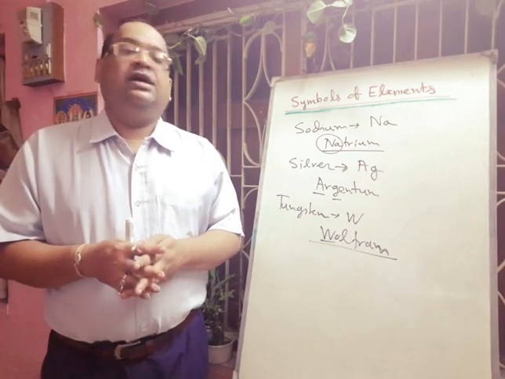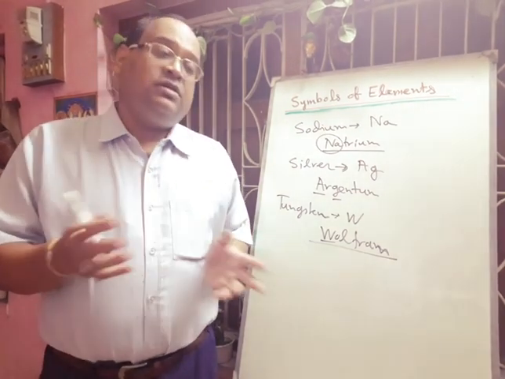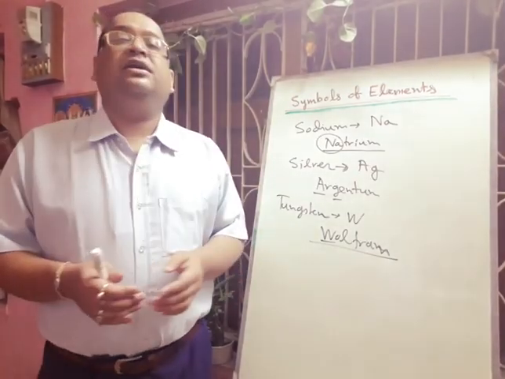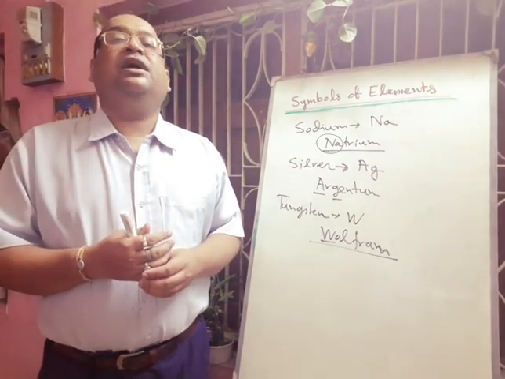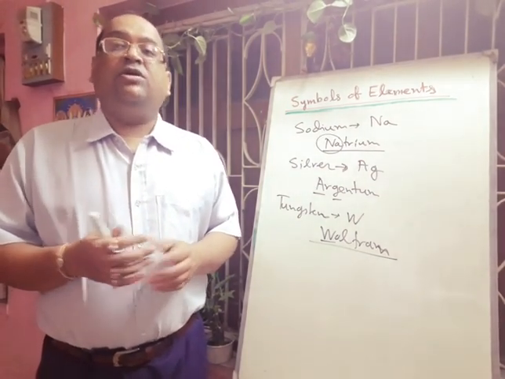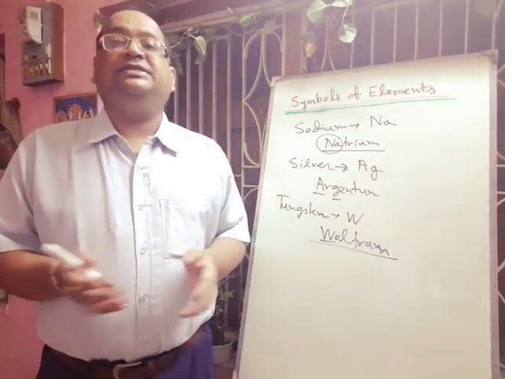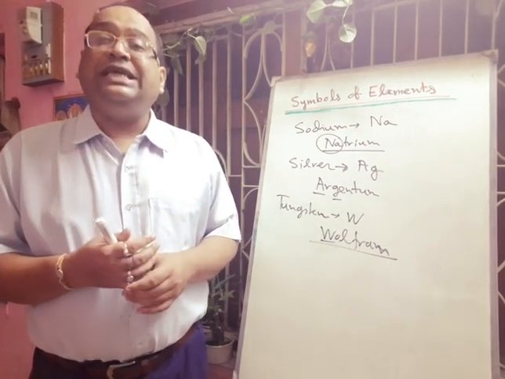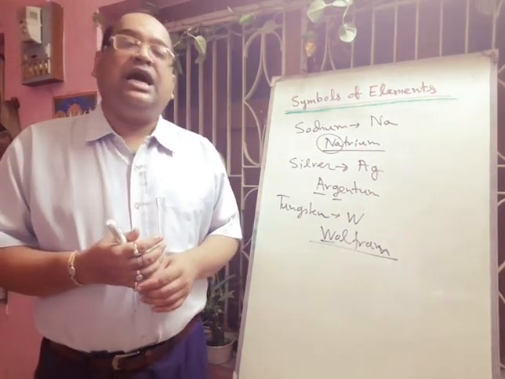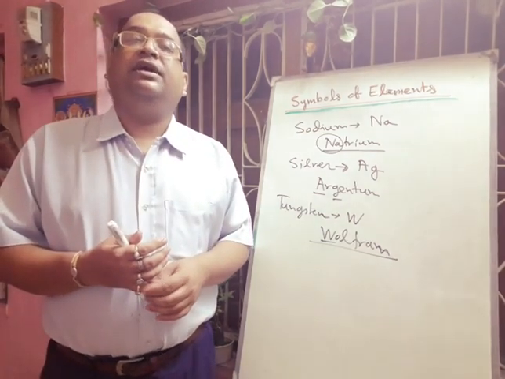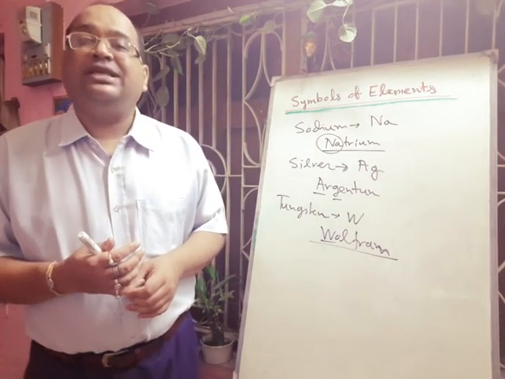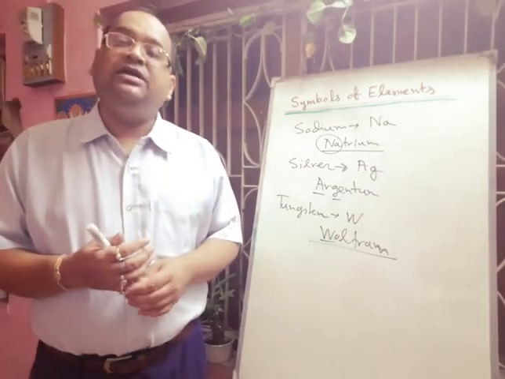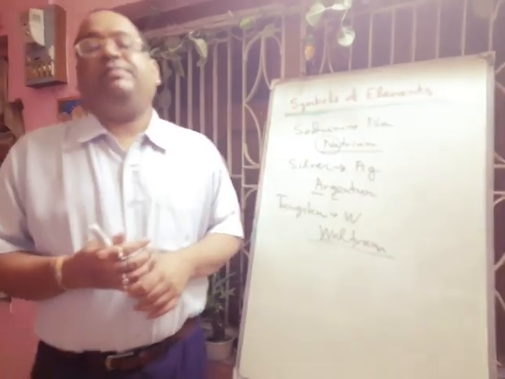Hope you can understand. Recently, four new elements were discovered. One is nihonium, its atomic number is 113, its symbol is Nh. Moscovium, 115, is Mc. Tennessine, its atomic number is 117, its symbol is Ts. And the last element in the periodic table, with atomic number 118, is oganesson, represented by the symbol Og. These are recommended by IUPAC, the International Union of Pure and Applied Chemistry.